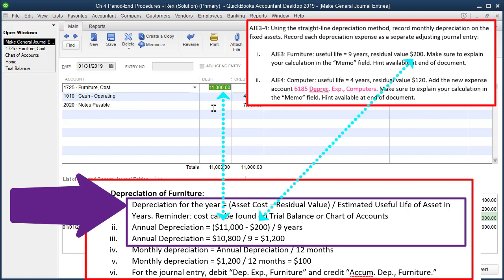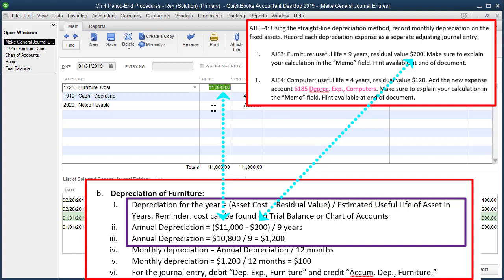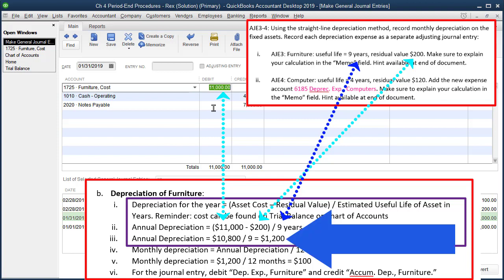So the formula for straight line depreciation is you take the asset's cost, which is $11,000, minus the residual value, which gives us $10,800. And then we're going to take that $10,800, which is the amount that we can depreciate over the life of the asset, and divide it by those 9 estimated years of useful life. So $10,800 divided by 9 gives us $1,200 per year.